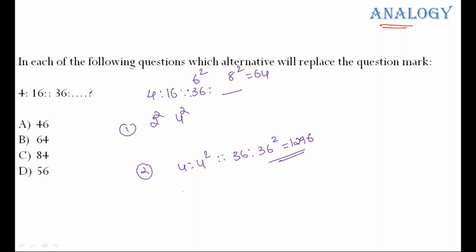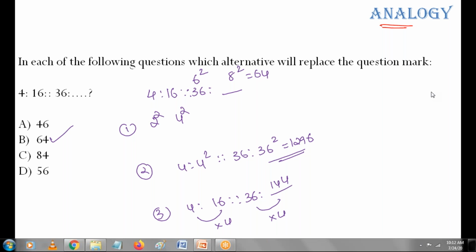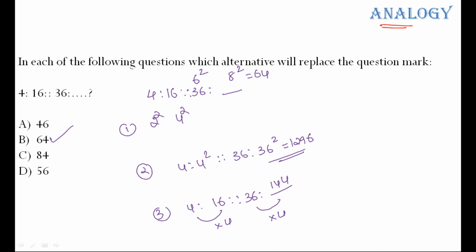But a few people will say, sir, 4, 16, this is into 4, and now 36 into 4 is 144. These all are correct only, but options will decide. If option 64 is there, we can go ahead with that. Options are important here. So hope you understand the basic point now, why options play a role, right?